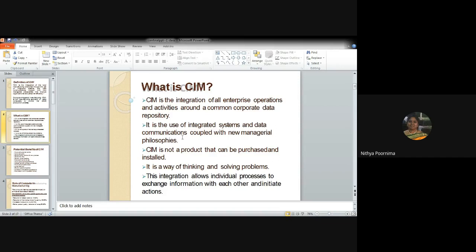So these managerial philosophies targeted having fixed lines, knowing what the demand was and knowing what the customer satisfaction was, right? So these were taken into account.